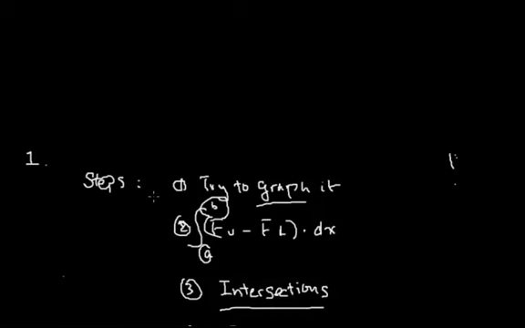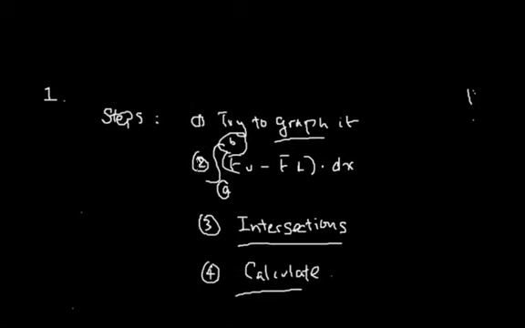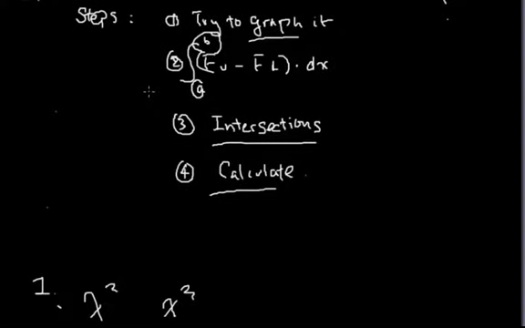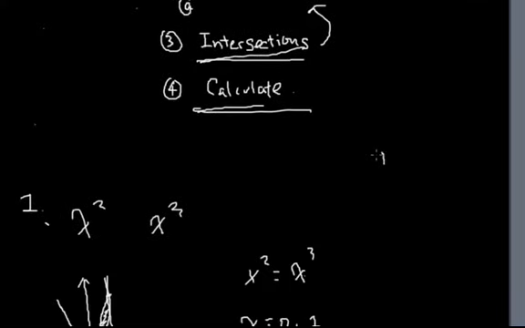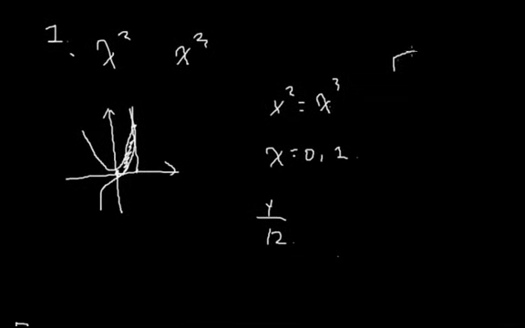Alright, so here are the steps to solve area between curves problems. We graph it, find the intersections. Once we find the intersections, which are the values a and b, we plug them into the integral. We calculate the area using the integral. So first problem, number 3, 4, 5: the area between x squared and x cubed.